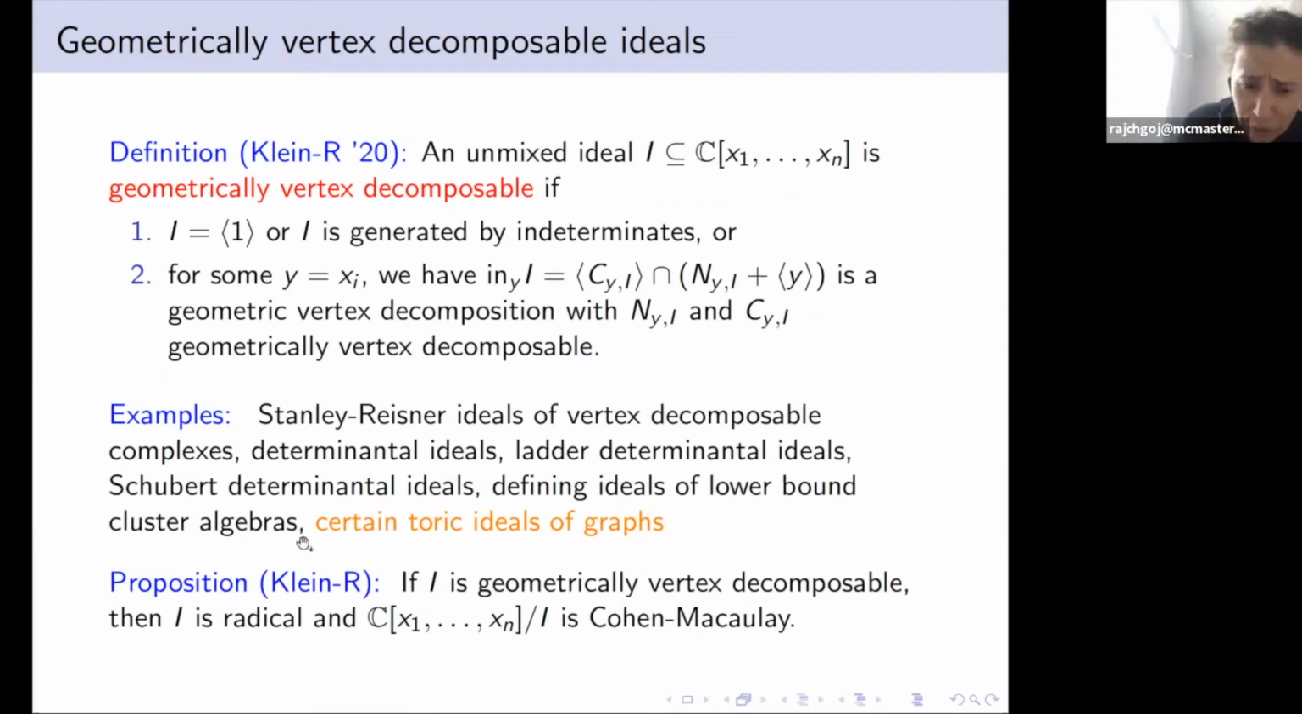And one thing that you can prove is that if I is geometrically vertex decomposable, then I is radical. It's a radical ideal. And the polynomial ring mod the ideal is Cohen-Macaulay, in analogy to vertex decomposability implying Cohen-Macaulay. Okay, so totally an analogy with vertex decomposability. But now this is about degeneration.